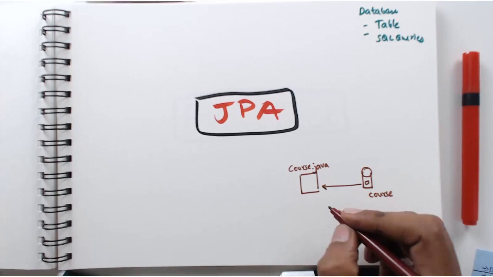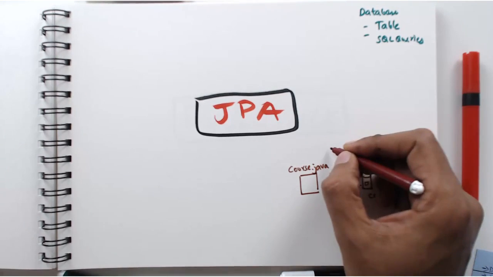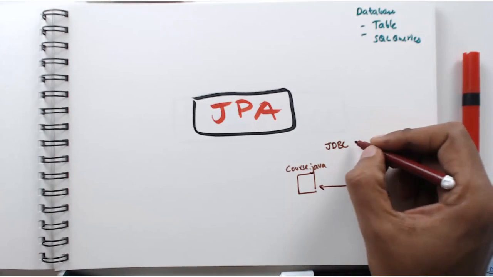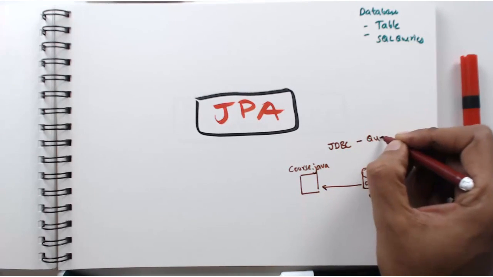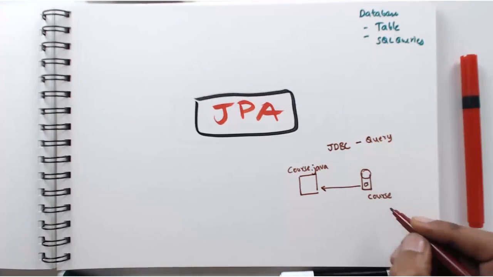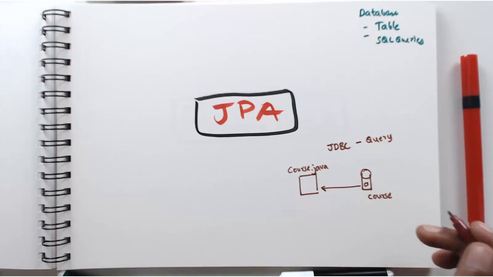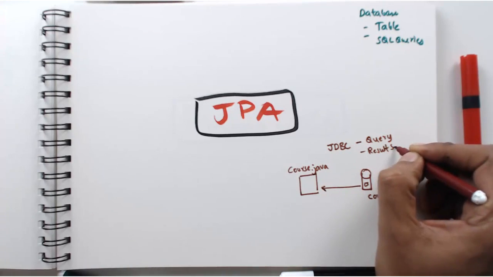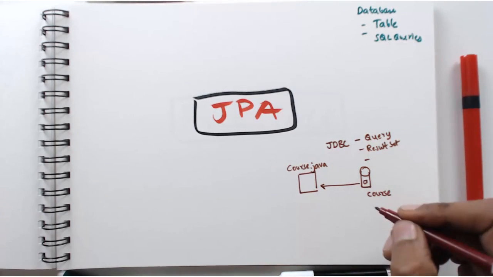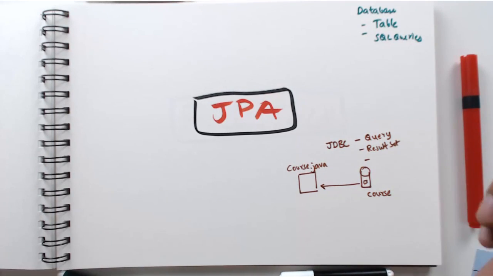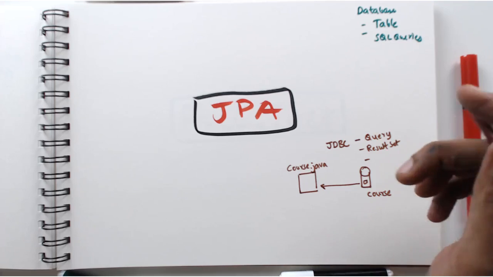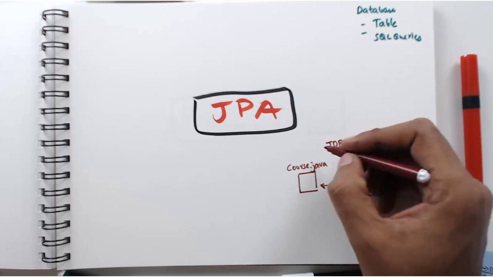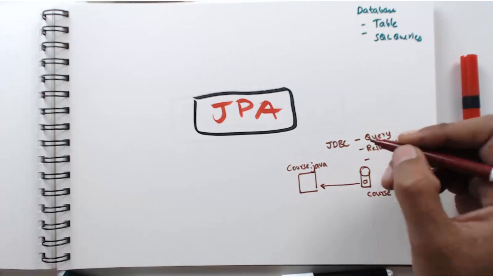And now how do we do that? The most basic option to do that is something called JDBC. With JDBC, you can write a query. So you can write a query, select star from course where so and so condition, and it would return something called a result set back. You can take the result set and you can write code to take each element from the result set and map it to the value inside the course object. So this is JDBC.